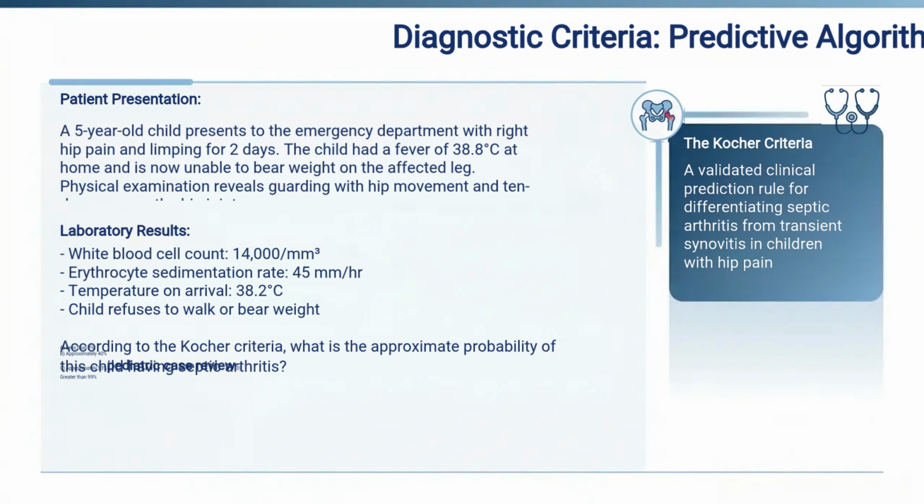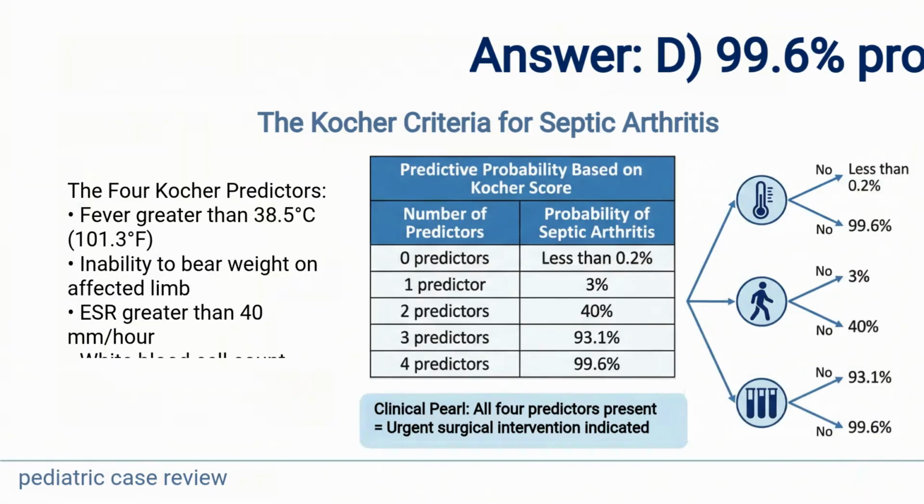According to the Kocher criteria, what is the approximate probability of this child having septic arthritis? Option A, less than 3%. Option B, approximately 40%. Option C, approximately 93%. Option D, greater than 99%. The correct answer is option D, 99.6% probability.